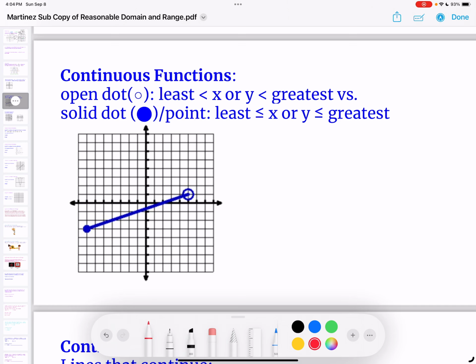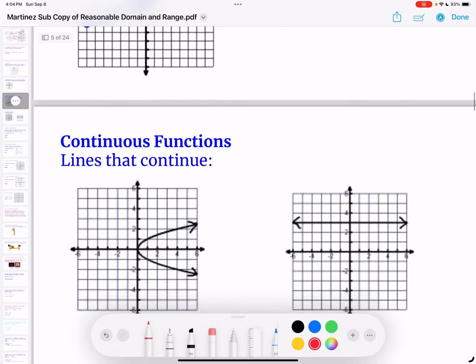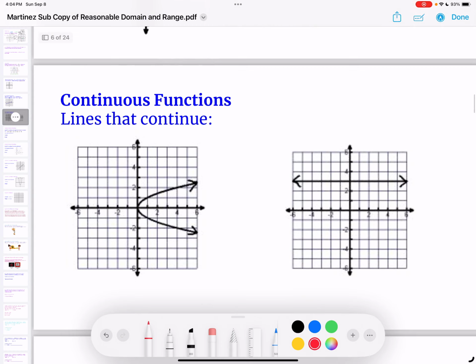Just a reminder, continuous functions are any line that continues. It does not have to look similar to other ones. Discrete is going to have dots or points.